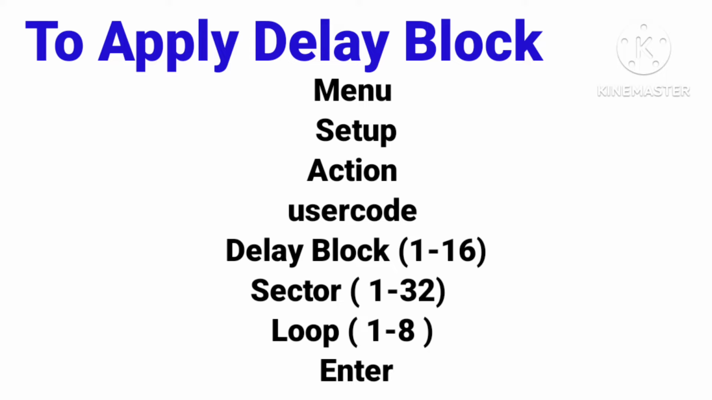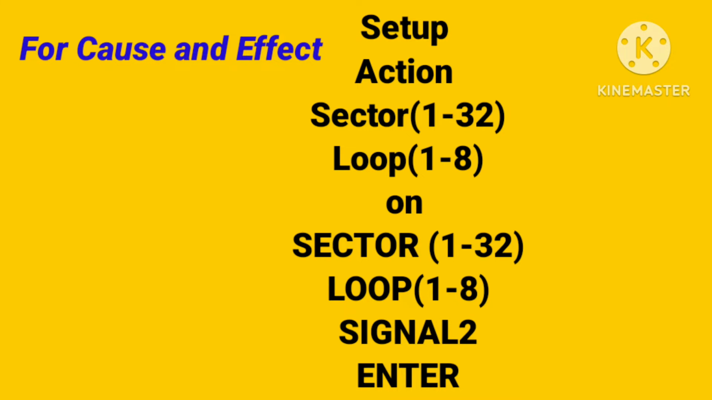So put here the delay block number, then the sector it belongs to, because the delay block will be applied in a sector. So you put the sector number, then the loop number, then enter. You also have to put the loop address, because that sector may belong to many loops, like loop 1, loop 2, 3. So we have to put the loop number too. Better you put 1 to 8. That is a separate thing, that you have applied the delay in that sector.